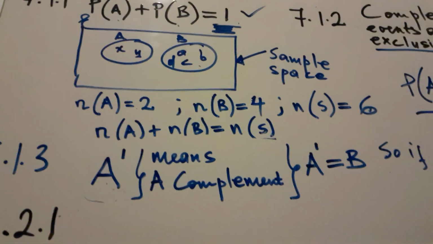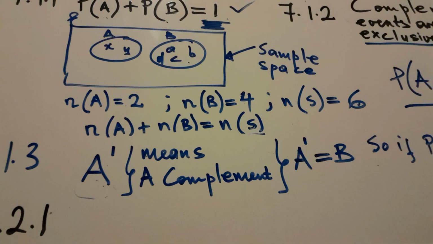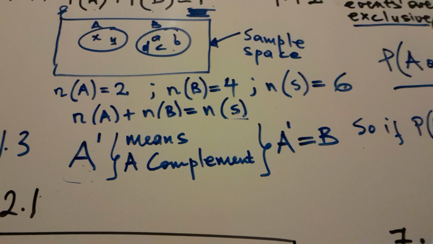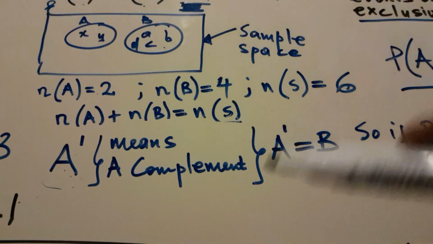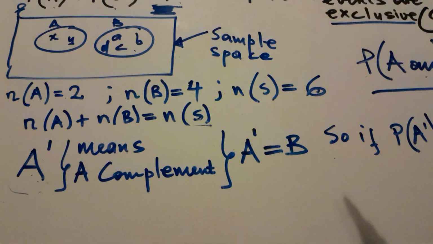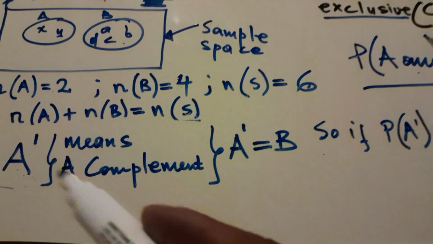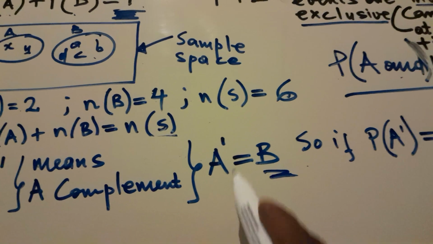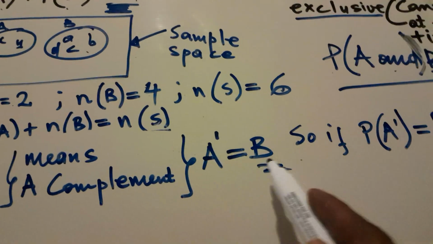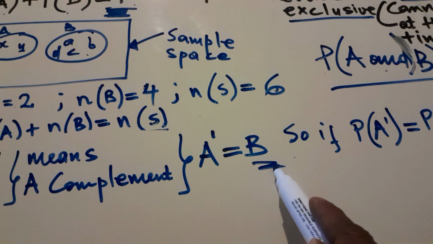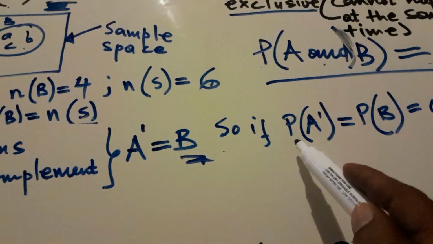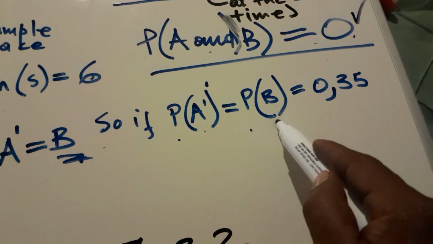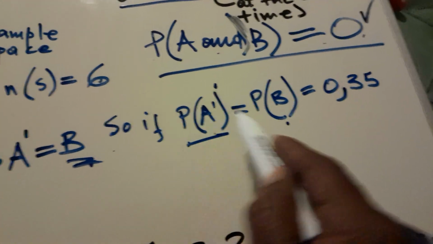The complement of A. A dash means the complement of A. That is the set outside A, the outcomes that are outside A. And the question has just told you that A complement is the same as B. So A dash is the same event as B. So if you know the probability of A dash, it is going to be equal to the probability of B, because these are the same sets.